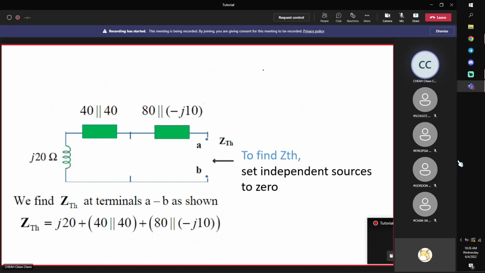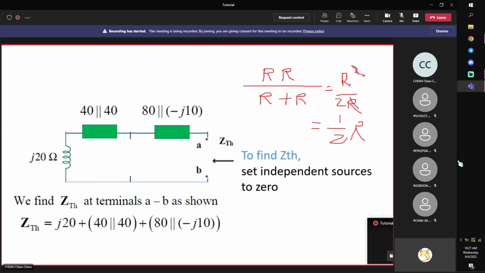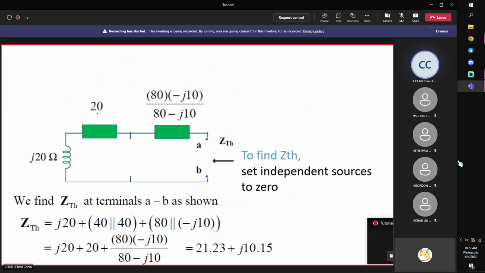In fact, if you don't believe it, just put two resistors in parallel, R1 and R2, both the same: R1 R2 divided by R1 plus R2. Then it's basically R squared over 2R, which is basically half R. So if you understand that, then just write down 20. If not, you press the calculator, it will still give you 20.